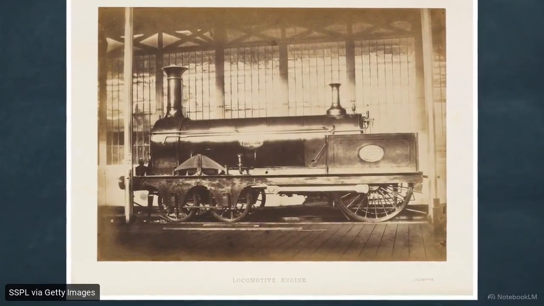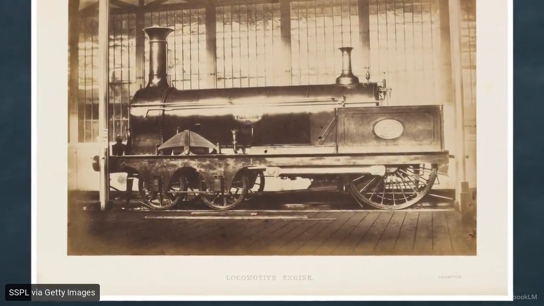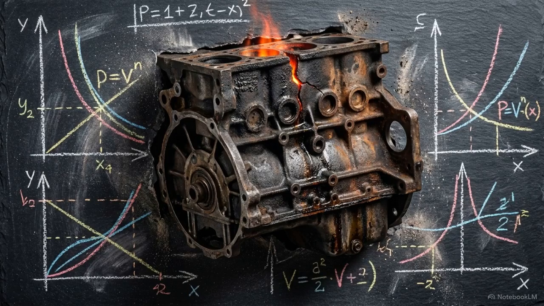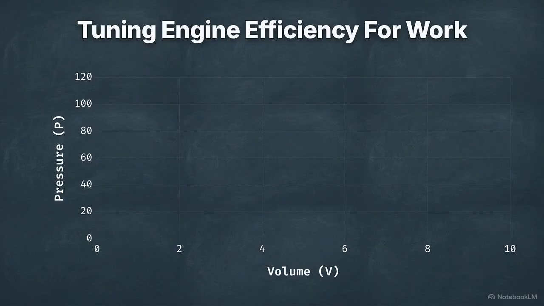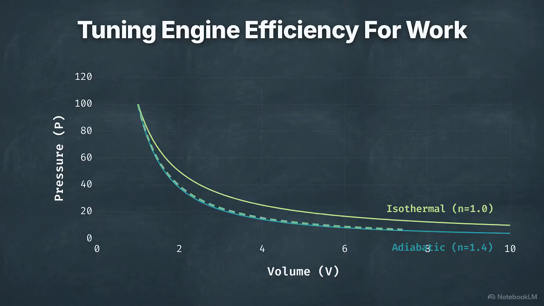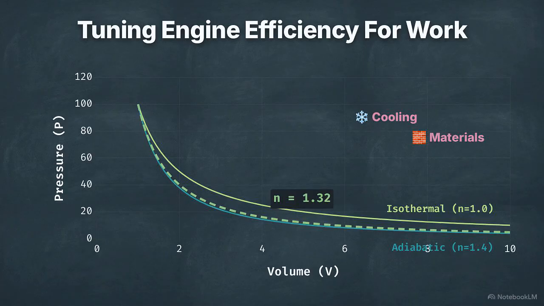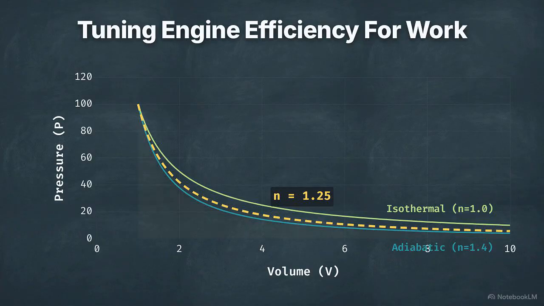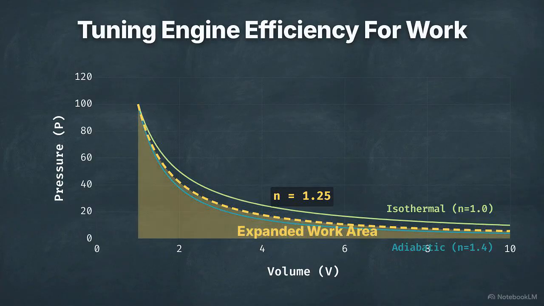These theoretical paths dictate the physical design of engines like this locomotive. Real-world combustion cycles rarely achieve the ideal extremes of perfectly isothermal or adiabatic paths. Actual engine expansions follow a true polytropic path, falling into the mathematical gap between those ideal models. Engineers manipulate this path by adjusting cooling systems, cylinder materials, and piston speeds to shift the index value. By tuning the index, engineers expand the area under the curve, extracting more efficiency from the fuel.